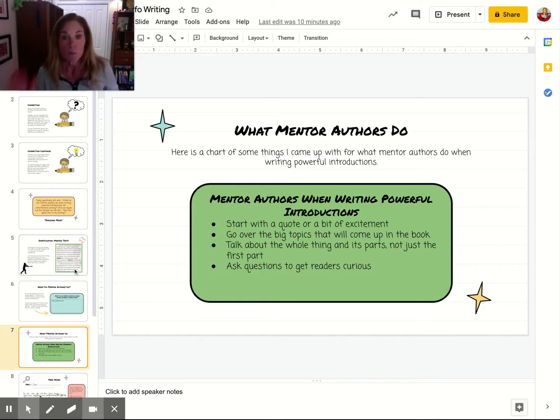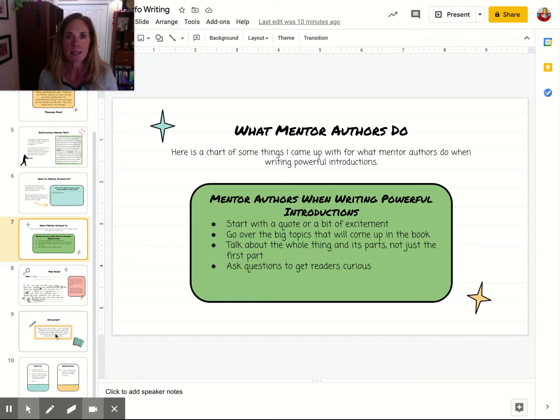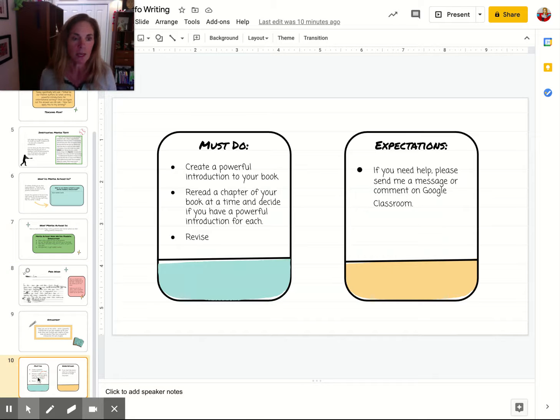And then, so you write the first introduction, the introduction for the whole book, and then each chapter has an introduction. So you're not done when you write one introduction. Each chapter has an introduction too. So you're introducing each topic one thing at a time, and that is your assignment today. So create a powerful introduction and then reread a chapter of your book at a time and decide if you have a powerful introduction for each chapter as well.